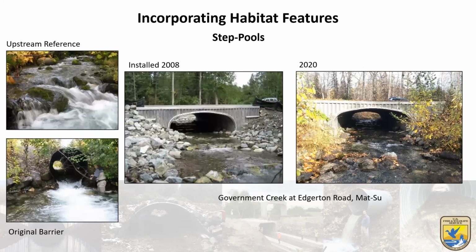This is an example of a step pool. It's Government Creek, and you can look at the upstream reference here. You can look at what was there before we replaced it. You can look at the larger steps that were made. And then 10, 12 years later, you can see that while a few of the rocks in these steps have moved around a bit, they are actually still a viable step pool system. So these things can work. Again, this is a bit larger system. It's about a 16-foot wide creek here.